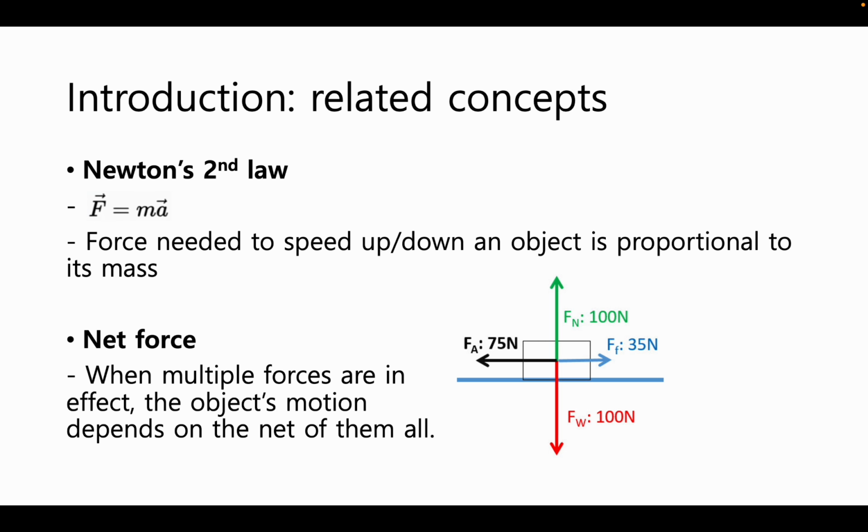Newton's second law states that the net force is mass times acceleration. Therefore, the force needed to speed up or slow down an object is proportional to its mass. Net force is when multiple forces are in effect on a single object. Its motion depends on the net, so the sum of them all.